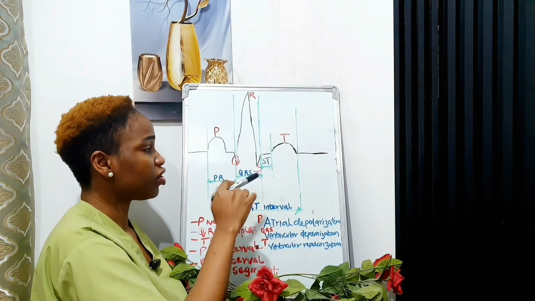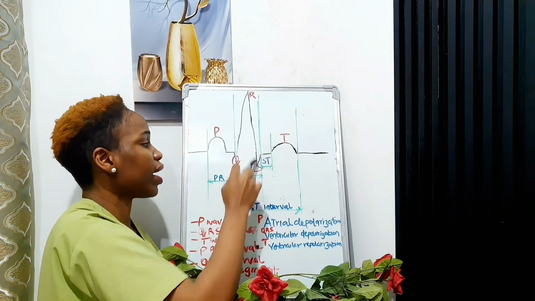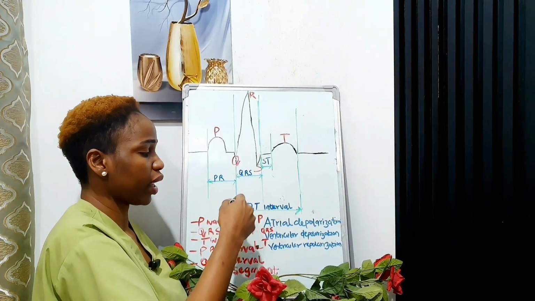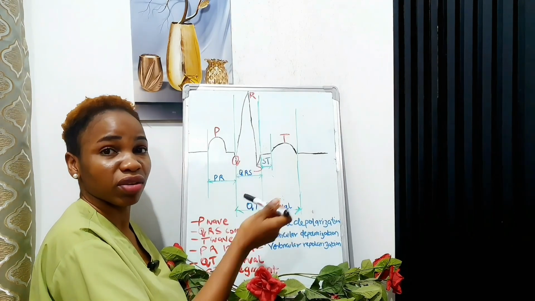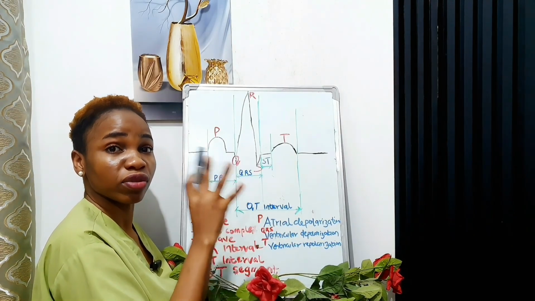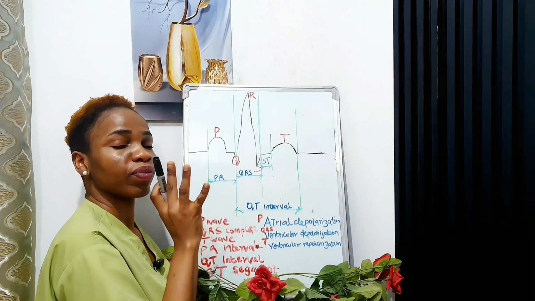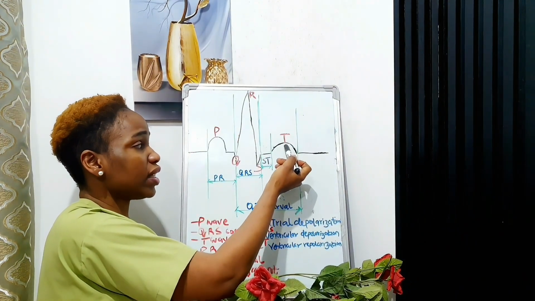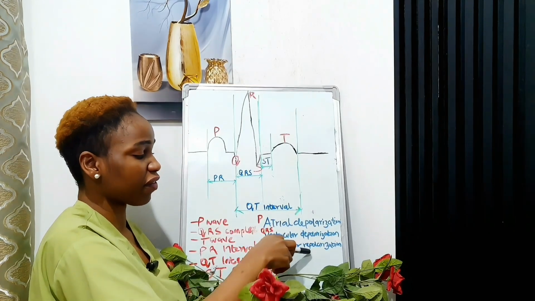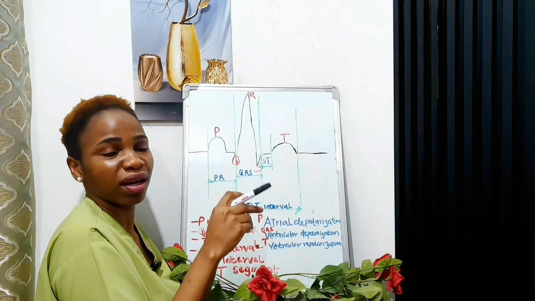When it gets to the ventricles, that is where the QRS complex plays a role, okay? The QRS complex is known as ventricular depolarization, that is ventricular contraction. Here, the ventricles contract in order to push blood out for systemic circulation. After that, the next one is the T wave. The T wave is ventricular repolarization, that's ventricular relaxation.